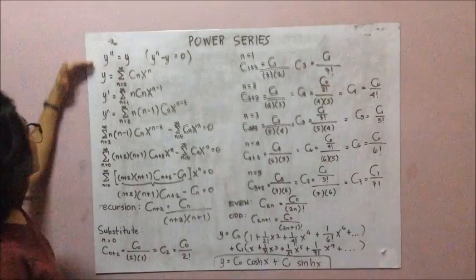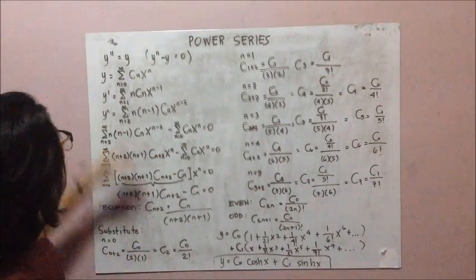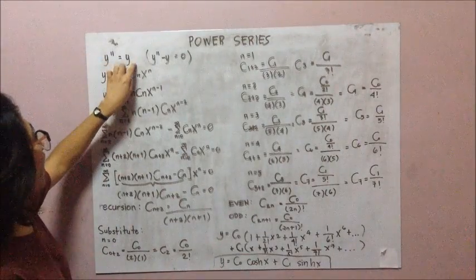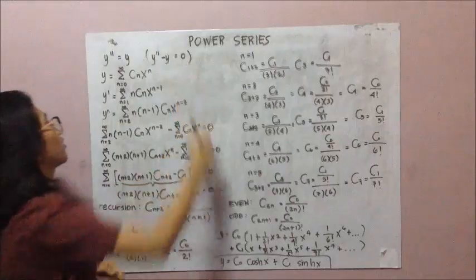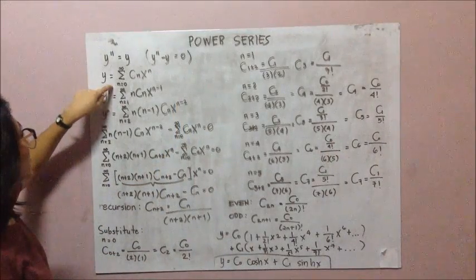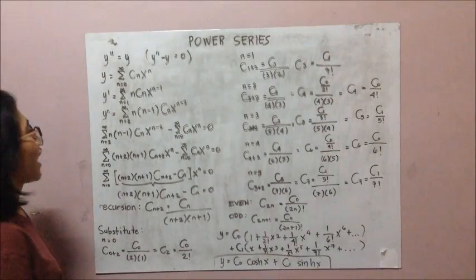Today we will solve this differential equation using power series solution. So this y double prime is equal to y, which is y double prime minus y equals 0. So let y equal the summation n equals 0 up to infinity of c_n x raised to n.